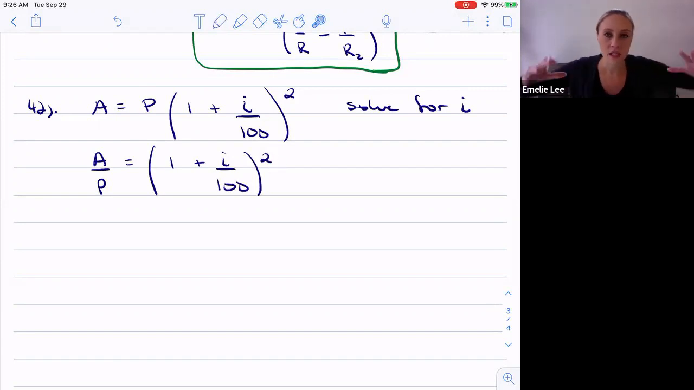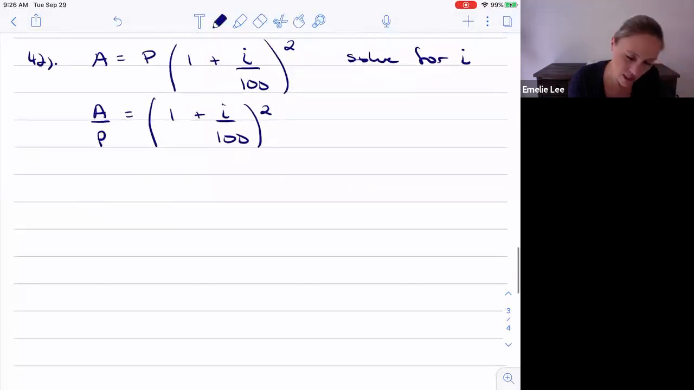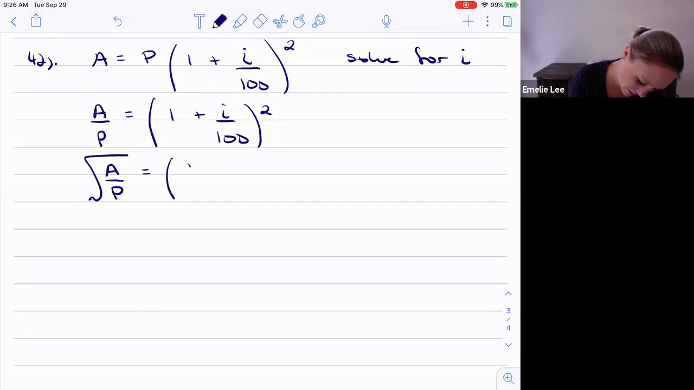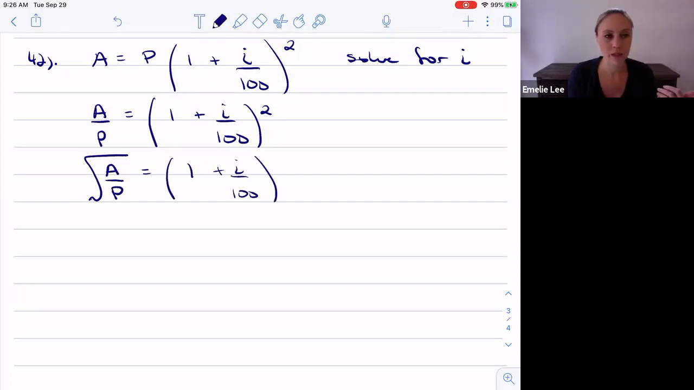The next thing to get into the middle here is I need to move the square over. So to undo a square, I have to take the square root, right? And so I have to take the square root of both sides. And so what I have is the square root of A over P is 1 plus I over 100. Okay. These brackets aren't doing anything anymore because I've moved the square over to the left-hand side, right?